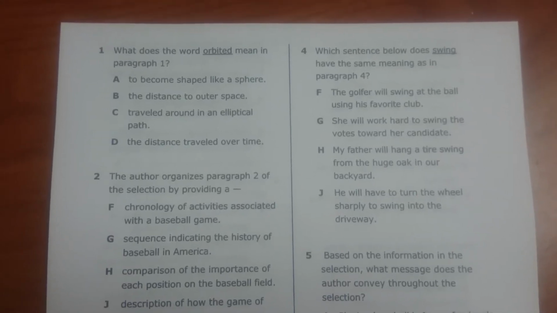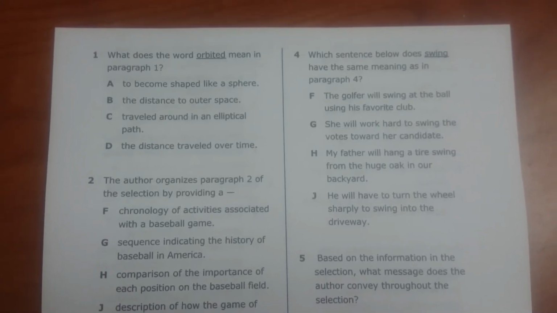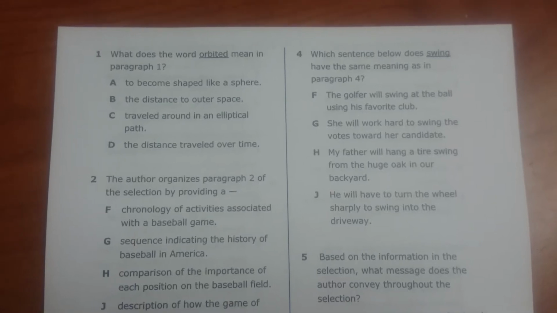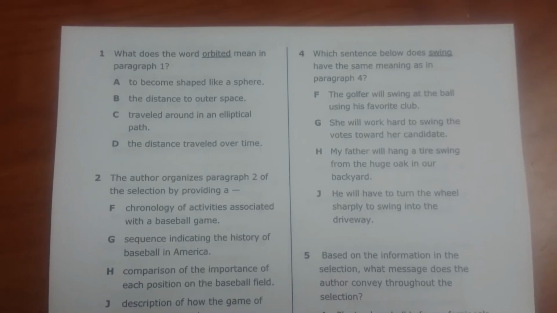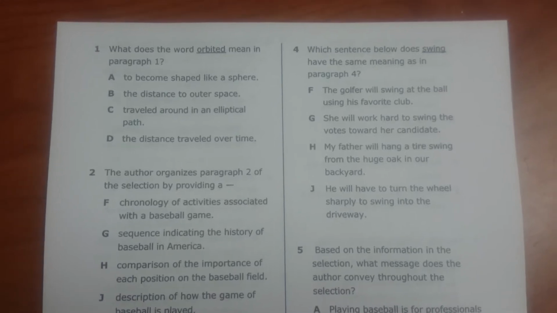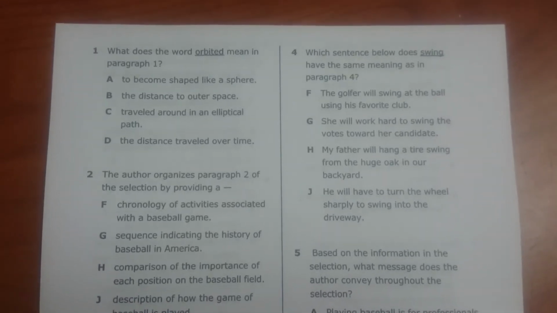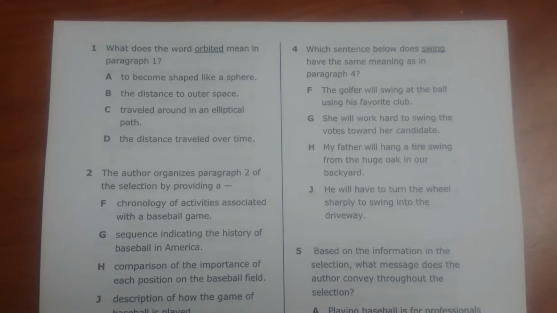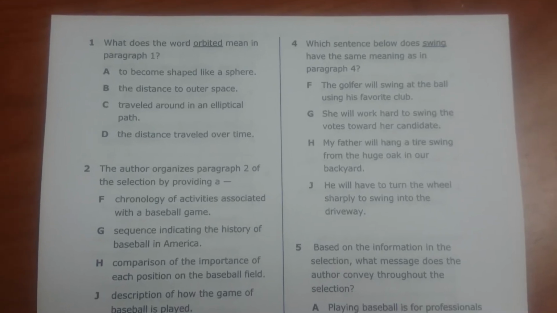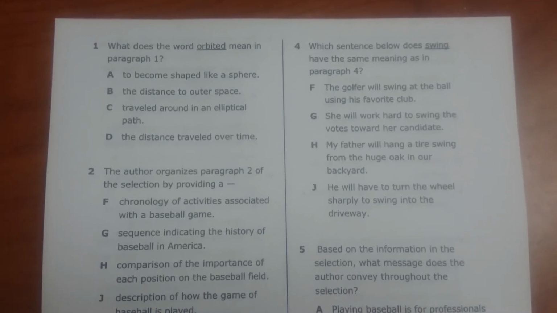Number 1. What does the word orbited mean in paragraph 1? A. To become shaped like a sphere. Sphere, that's embarrassing. B. The distance to outer space. C. Traveled around in an elliptical path. D. The distance traveled over time.